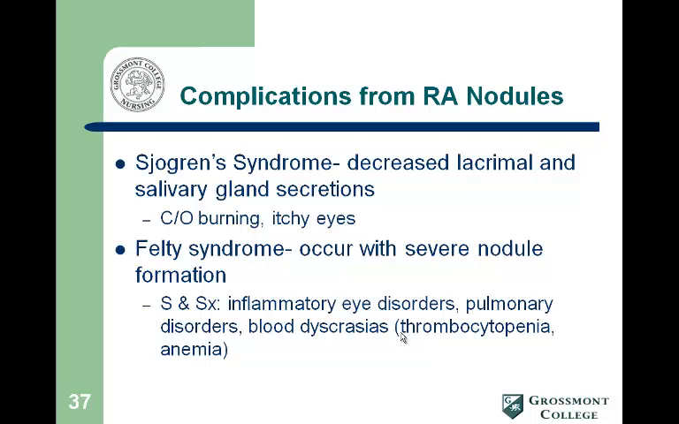Sjogren's syndrome, this is where we get dry. So there's decreased salivation and decreased tear forming. They're going to complain of burning and itchy eyes. Felty syndrome is something else that occurs when there's severe nodules. So inflammatory eye problems, lung problems, and blood problems.